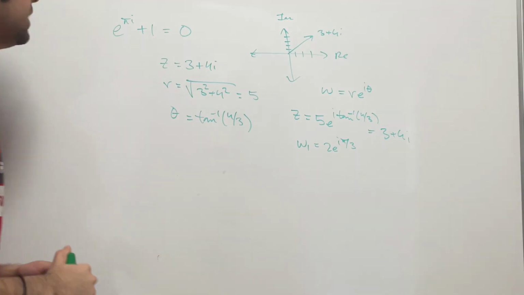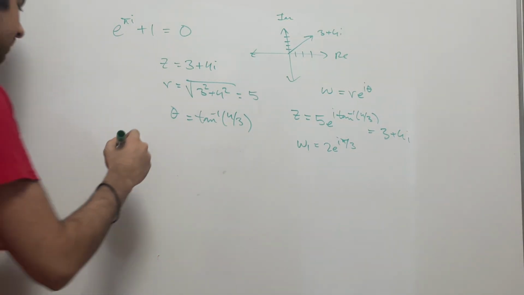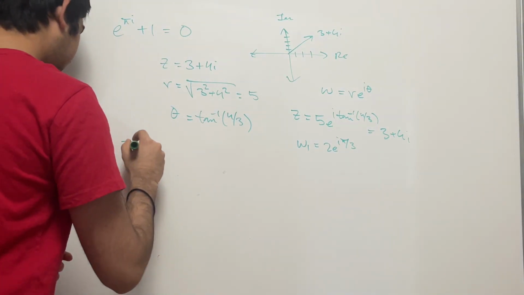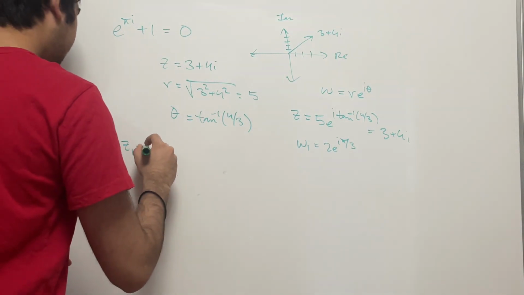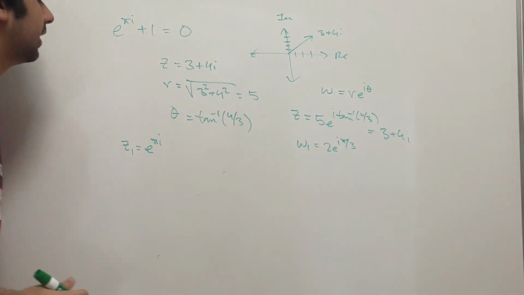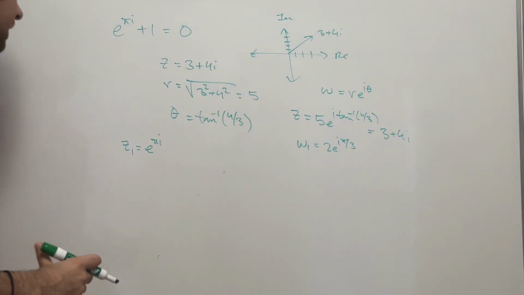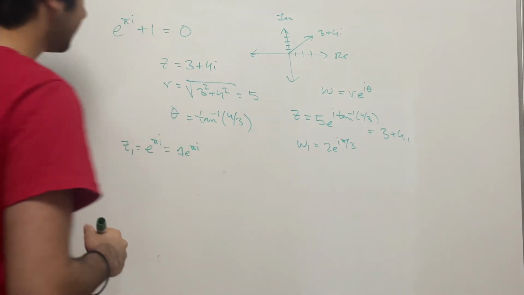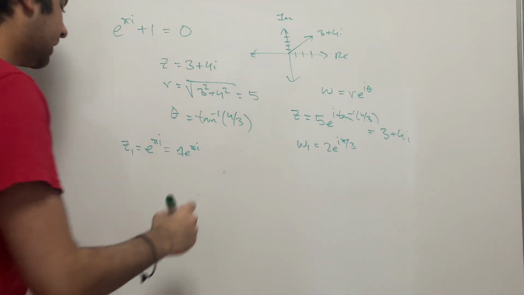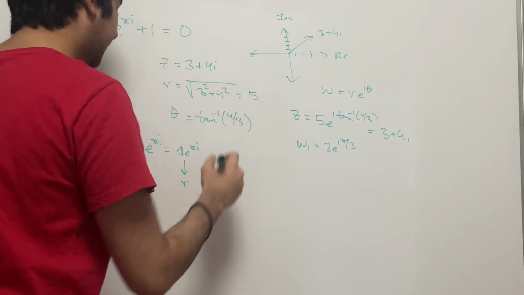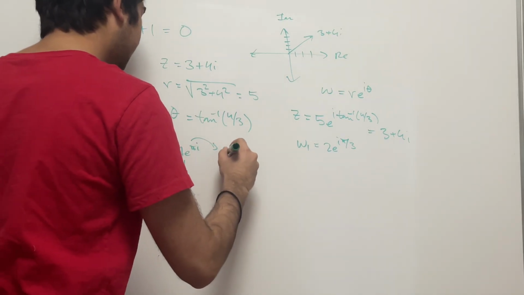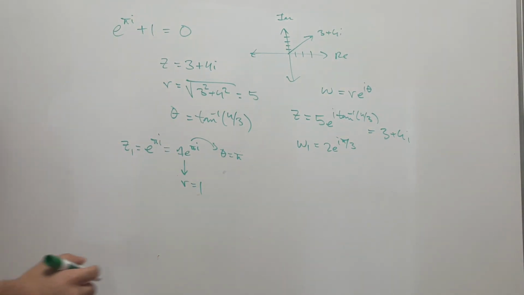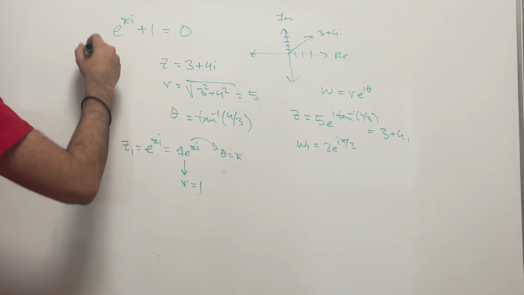Now let's think about a complex number that's equal to e to the pi i. Let's call it z1. You can see it's starting to come together. We can rewrite this as 1 times e to the pi i, and we can plug in our magnitude and direction: r is equal to 1, theta is equal to pi. Now we can just plot this up right here.